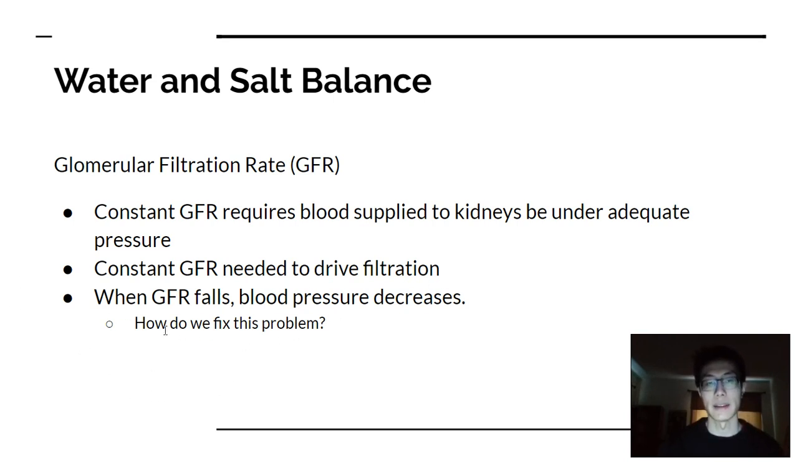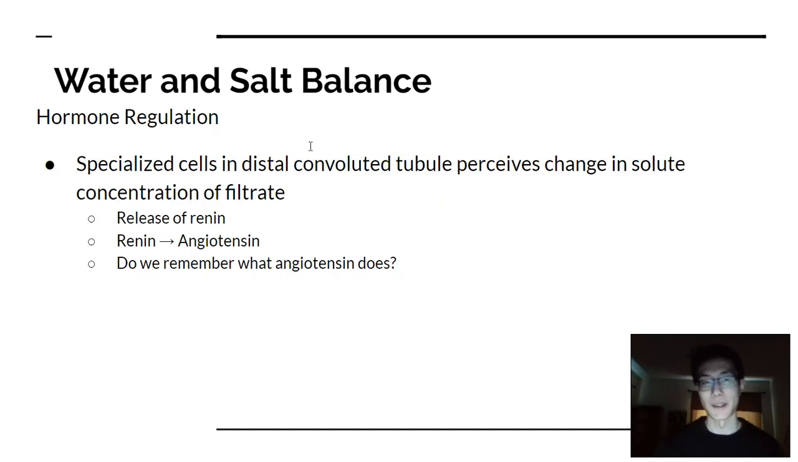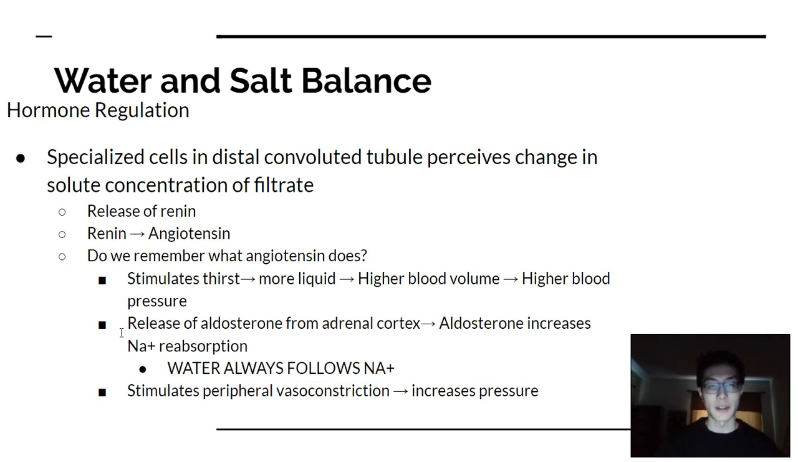So the question is, how exactly does the body fix this problem? Well, there's a good answer to that, and that is hormone regulation. We have specialized cells in the distal convoluted tubule that perceive changes in solute concentration of the filtrate, and we can have the release of renin. Renin will eventually activate angiotensin. We talked about angiotensin in one of our other lectures, I think the circulation lecture. So what exactly does angiotensin do? Angiotensin does some pretty important things. First of all, it stimulates thirst, which can lead to more liquid in the system. That increases the blood volume, which ultimately increases blood pressure. So remember, we're increasing blood pressure again.